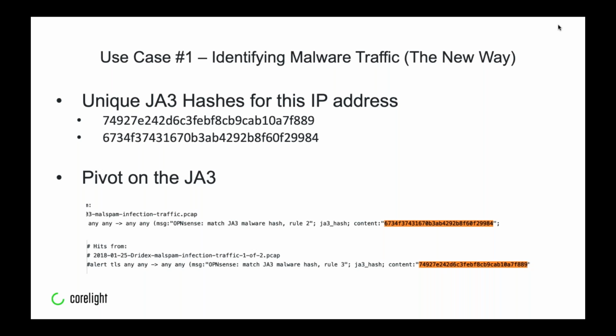So use case number one, looking for malware traffic, actually centers around grabbing those JA3 hashes and using them to see if we can find any evidence of malicious content taking place. I will pause before we hop to our next use case here.